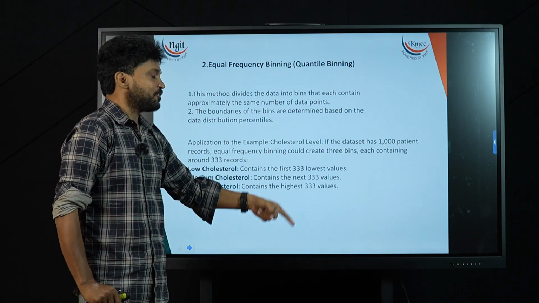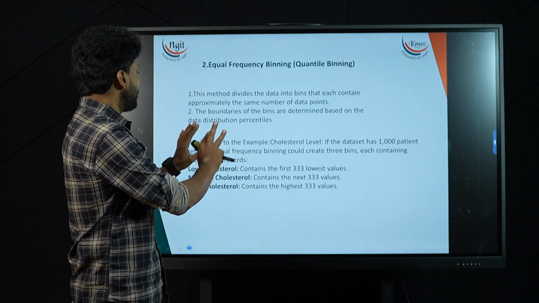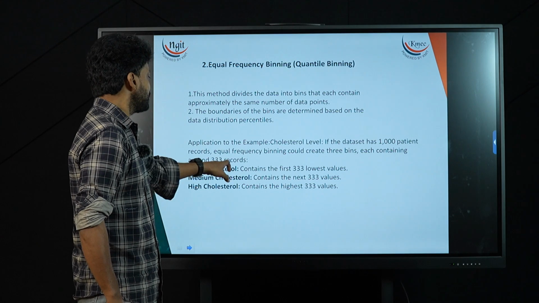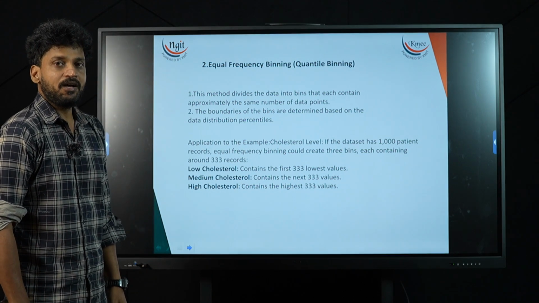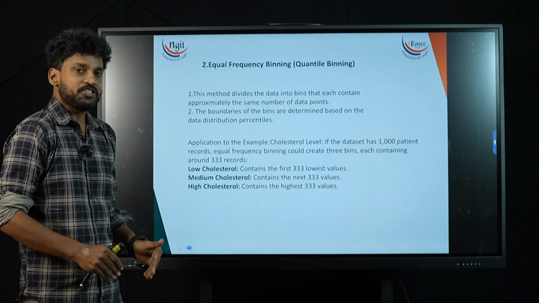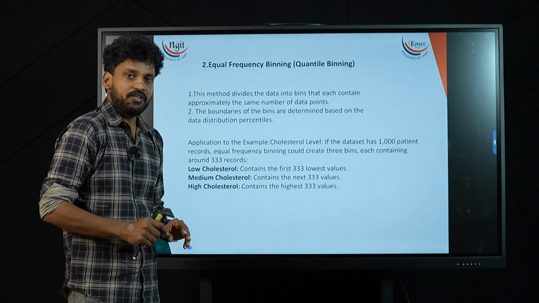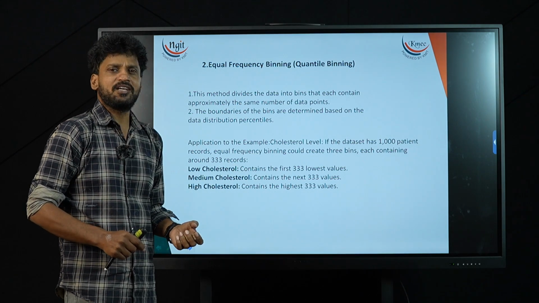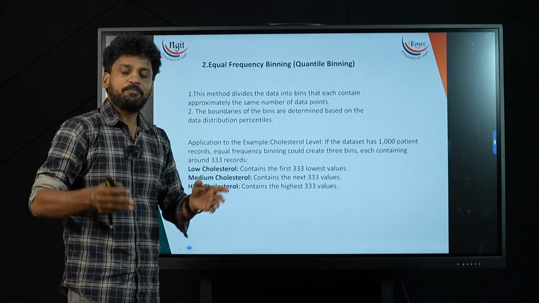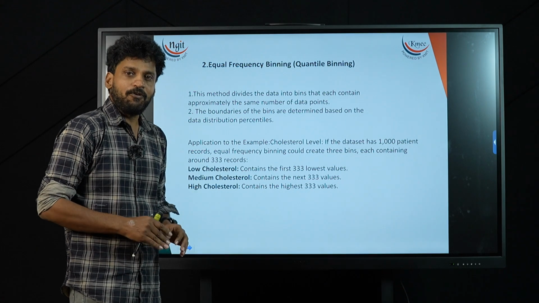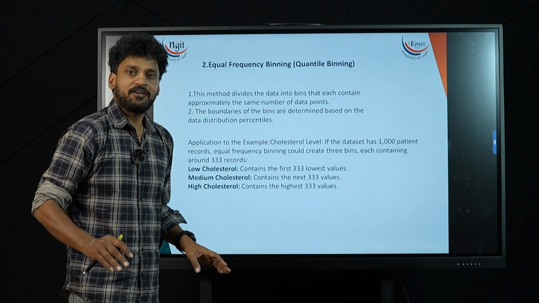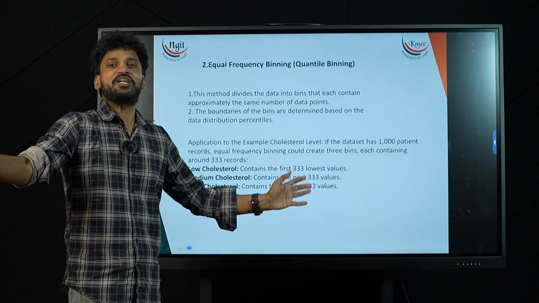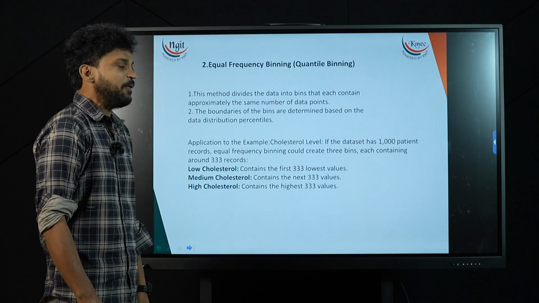around 333 records. Okay, total 1000 patient records. Equal frequency binning could create 3 bins, each containing around 333 records. Now here we are not dividing the patients according to their ages, rather we are going to divide them according to their cholesterol level. 0 to 333, obviously the total 1000 people can be expected to be falling in this category at least equally, right? Or more or less the same. Obviously, cholesterol level will be varied hugely among the patients.